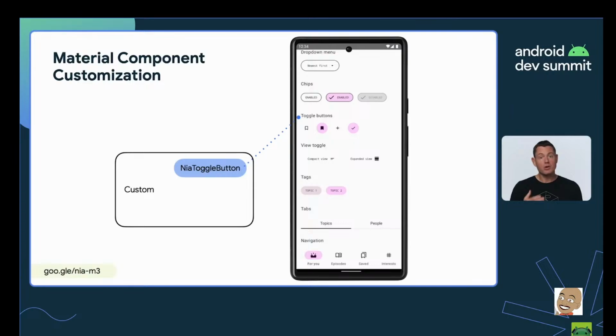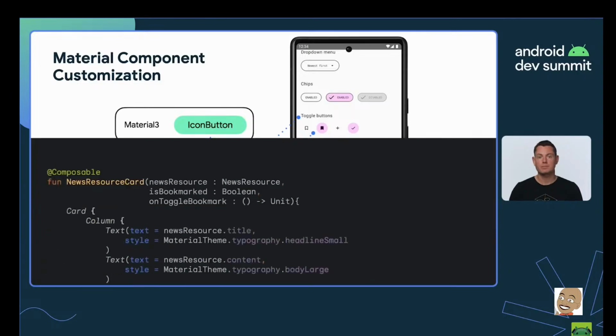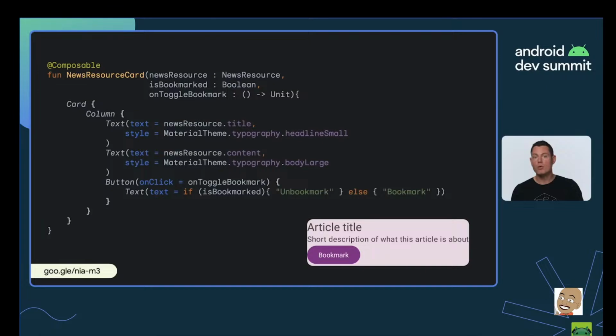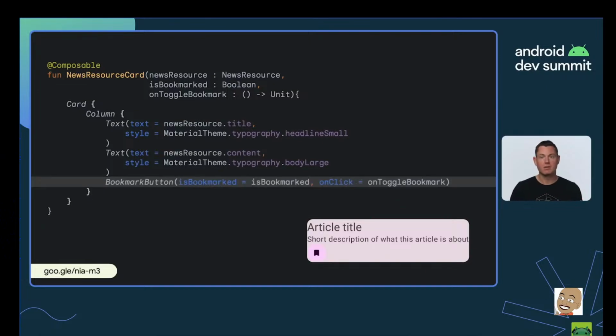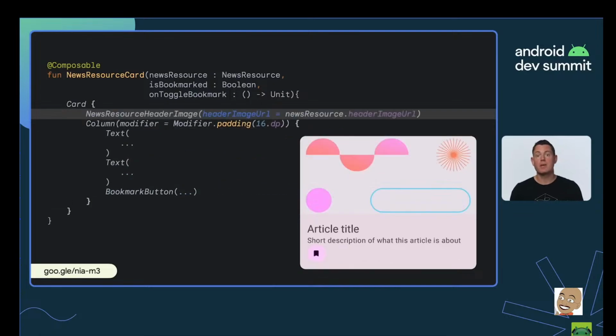A good example is the toggle button class. It wraps the material icon button to provide extra features, like the circular button. Bookmark button then wraps toggle button to provide the bookmark icons for the on and off states. Now, if we swap our normal button for the bookmark button, add some padding, and an image using an image loading library like Coil, we'll start to get much closer to our design spec.